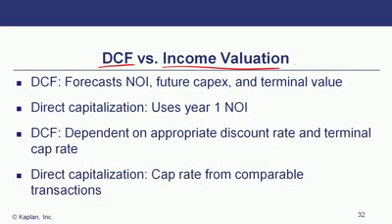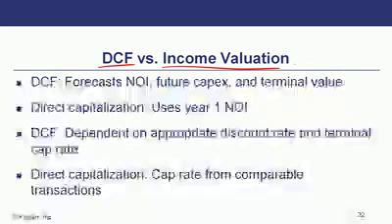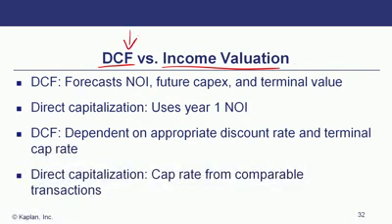Okay, so DCF versus income. This is all really discounted cash flow analysis. This one is done in two stages. We're going to estimate some NOI for a while, and then we're going to have a terminal value. This one is done in one stage. We just use the Gordon growth model, but it's really all discounted cash flow, but they're distinguishing here. So discounted cash flow means two stage. Income valuation, or what they also call direct capitalization, means you just plug it into the Gordon growth model. So with DCF, we're going to forecast NOI, future CapEx, all that, getting terminal value at the end.